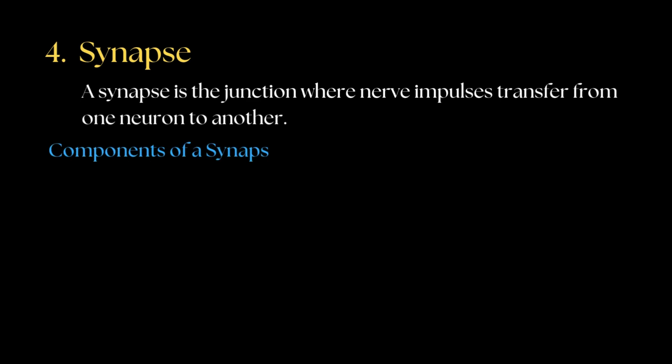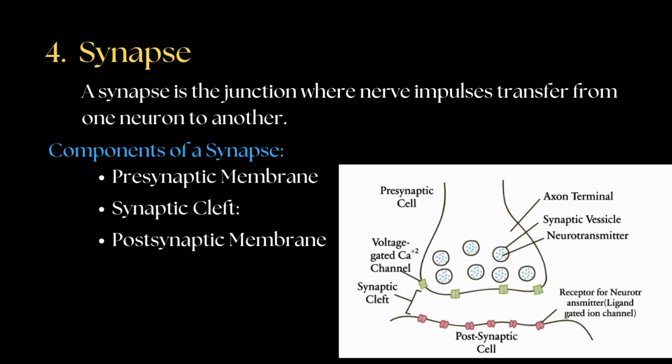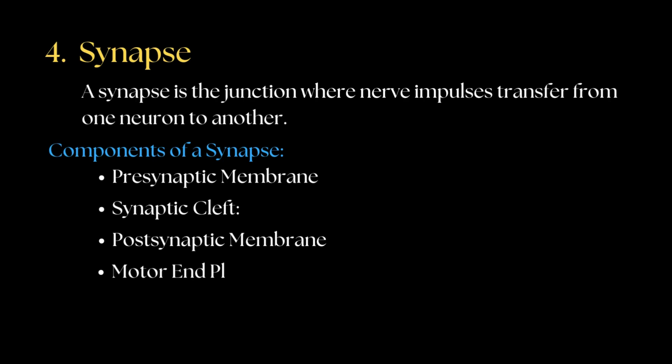The synapse consists of 3 main parts: the presynaptic membrane, synaptic cleft, and postsynaptic membrane. The presynaptic membrane, found at the axon terminal, releases chemical messengers called neurotransmitters. These molecules travel across the synaptic cleft, a narrow gap that separates the 2 neurons. The neurotransmitters then bind to receptors on the postsynaptic membrane, triggering a response in the next neuron. Interestingly, if the postsynaptic neuron is a muscle, this connection is called the motor end plate, which plays a crucial role in muscle contraction and movement.